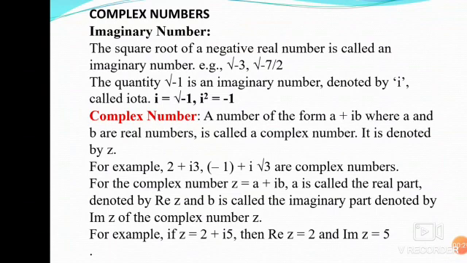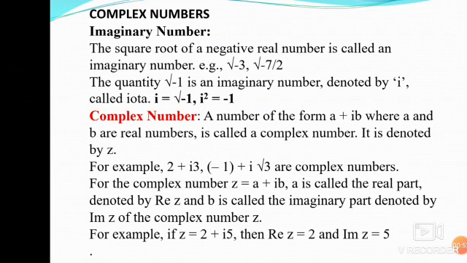The quantity root of minus 1 is an imaginary number and will denote it by i, and it is also called iota. What is i square? i square is minus 1. Now, what is a complex number? A number of the form a plus ib, where a and b are real numbers, is called the complex number, and it is denoted by z.